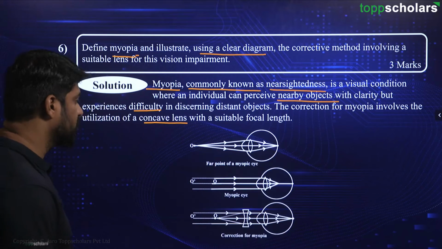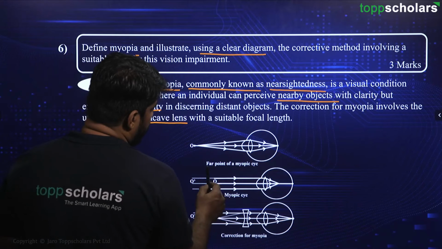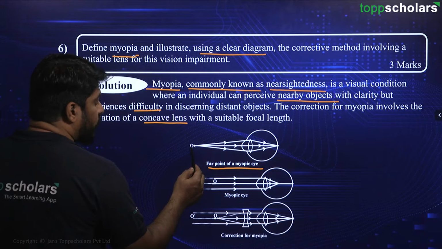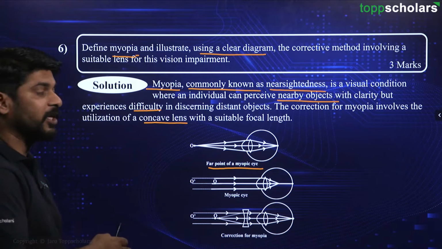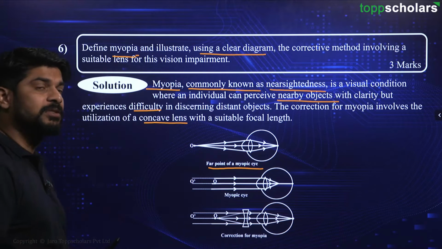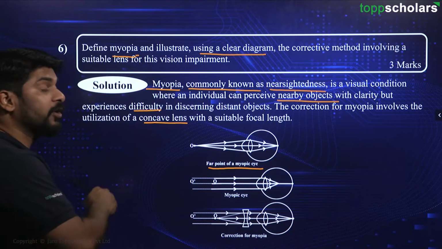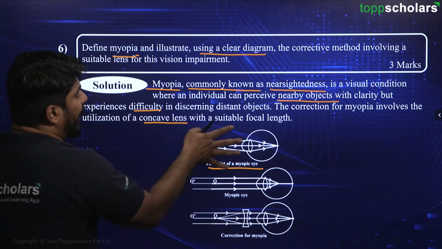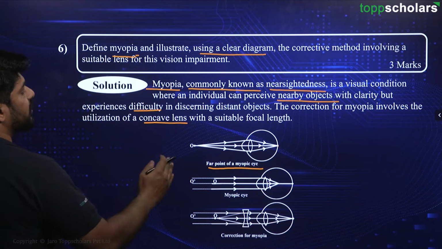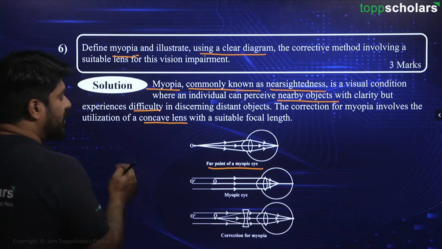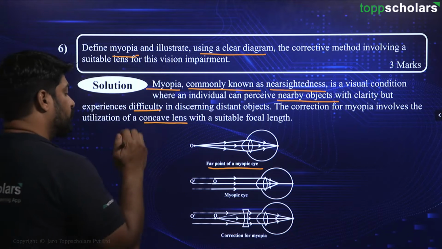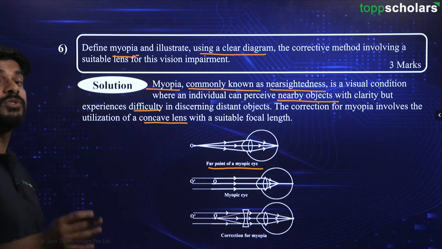Okay. So let's look at this. First of all, here we can see the far point of a myopic eye. As we can see here, the far point theoretically should be infinity. That means an object which is at infinite distance, very large distance, should be seen, or the person should be able to see that object. Okay, that means the rays which are parallel must fall on this retina. But here we can see that the far point has shifted towards the eye. That means it has come closer. So that's why this person is not able to see the distant object.